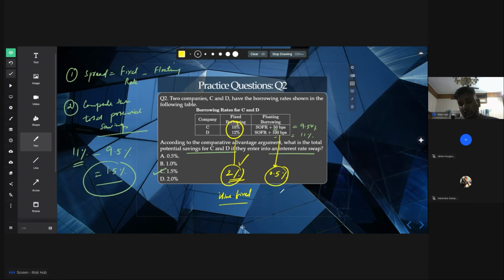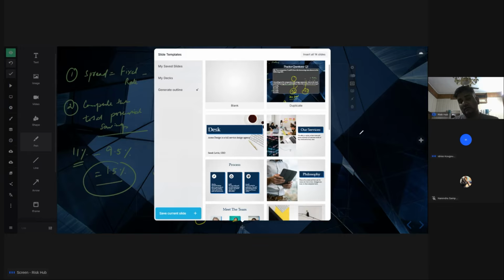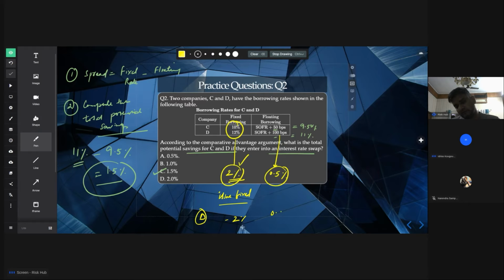Why it makes sense for D to issue floating is because although D is more expensive on both fronts, its penalty for borrowing floating is only 1% versus C's 2% in fixed. So it is less bad relative to the fixed penalty of 2. Here D is saying that I am suffering 2% because C has a 2% advantage. So D is suffering minus 2 here. Here D is saying that I am suffering only 0.5%. So D wants to suffer less, and C wants to gain more. So it's a win-win for both parties.